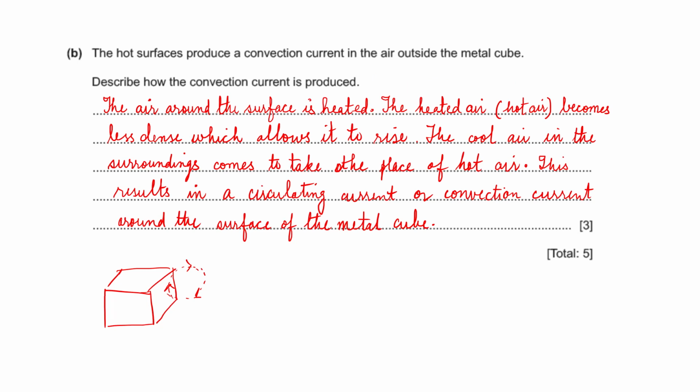So we have to basically write down three key points here. The first key point is that air must be heated. The hot air is less dense compared to the cool air, and the hot air rises. And since the hot air rises, the cool air comes in place of the hot air, and that basically starts a circulating current. So this will be our complete answer for this part.